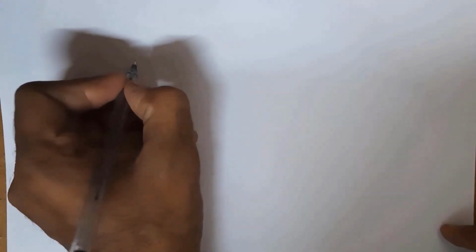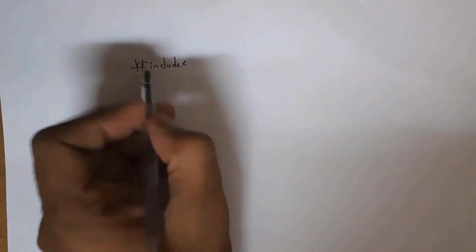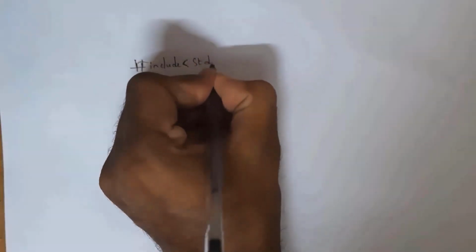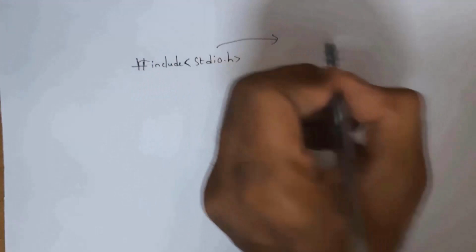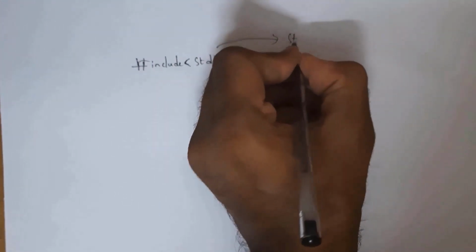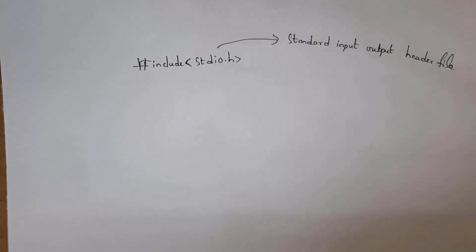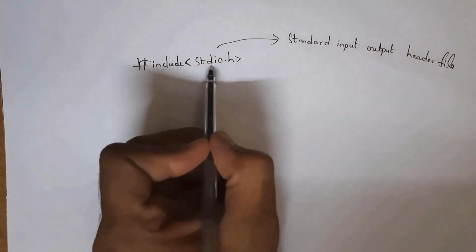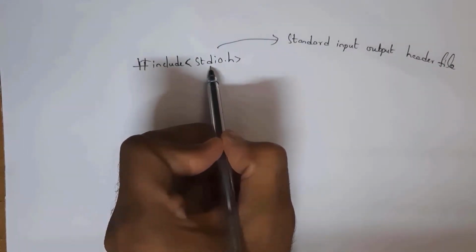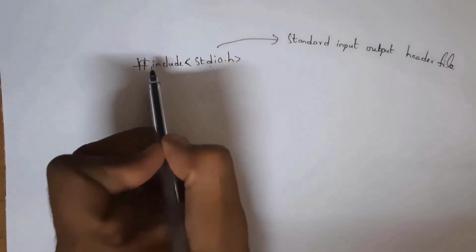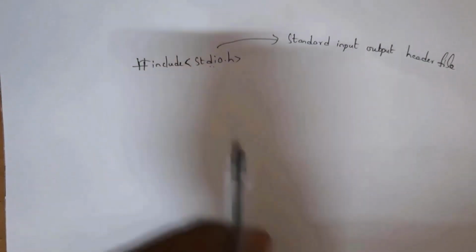Now I will explain the first C program by using the print function. At first you need to write hash include stdio.h. You need to write hash include, open angle bracket, stdio.h, where stdio.h stands for standard input output header file. The meaning of printf and scanf is present in the stdio.h header file. So for each and every program we use printf. So by default you need to write hash include stdio.h at the start.